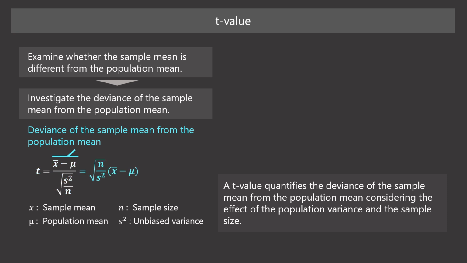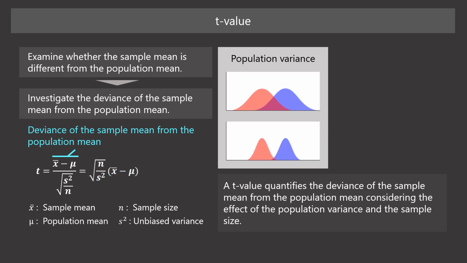Let's transform the formula a little bit. It suggests that the greater the unbiased variance is, the smaller the t-value is. It means when the population data is widely dispersed, the deviance between the sample mean and the population mean is evaluated as small.